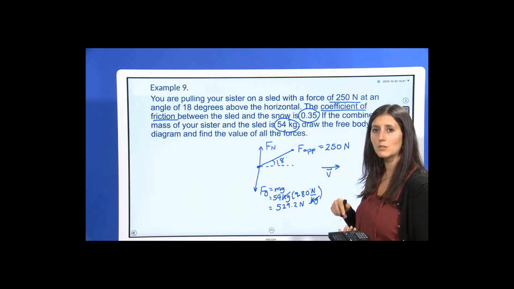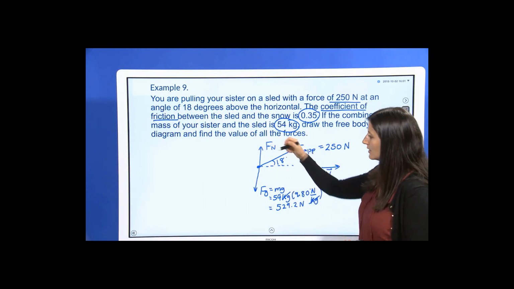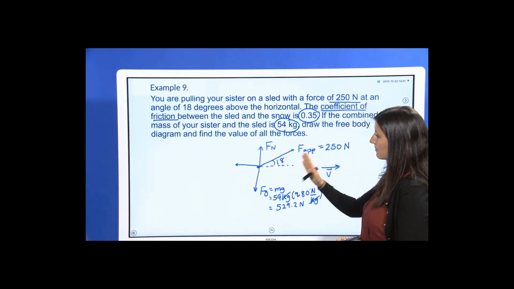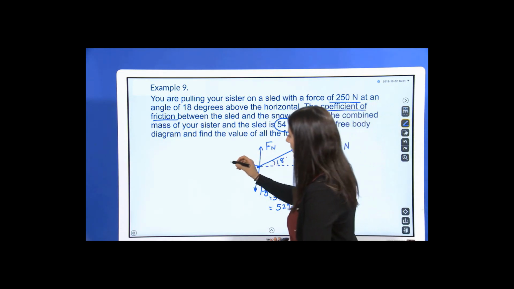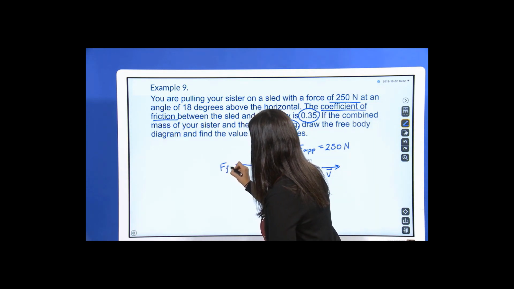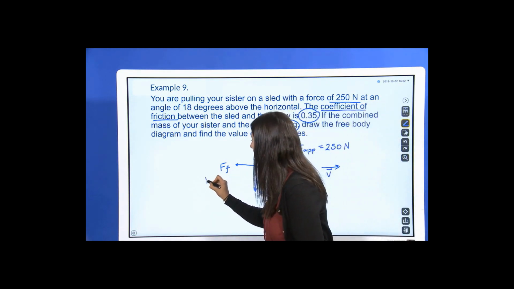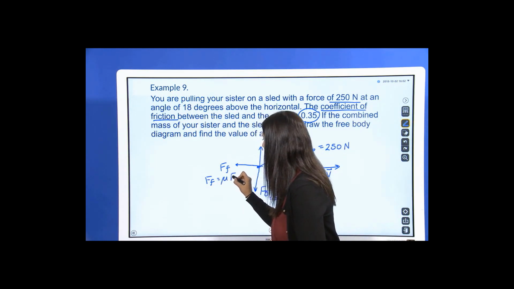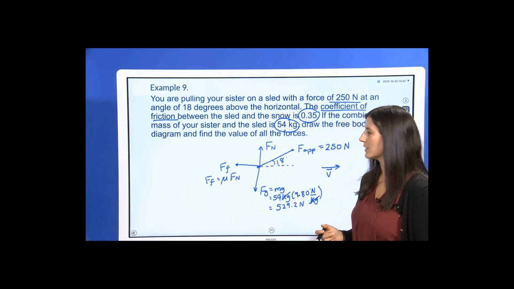So if I'm going to put in my force of friction in here, it would oppose the motion. Sled's moving to the right, force of friction would then go to the left. If I wanted to, I could have made my F applied go to the left, and then my force of friction would go to the right. Okay, so now this is my force of friction. Now the equation for force of friction is force of friction equals the coefficient of friction times the normal force. So I can't calculate this yet until I find my normal force.